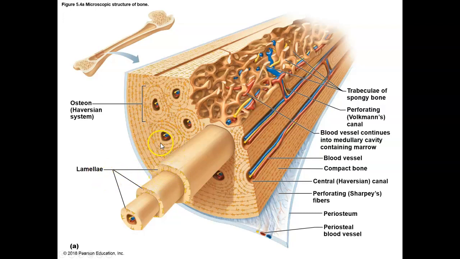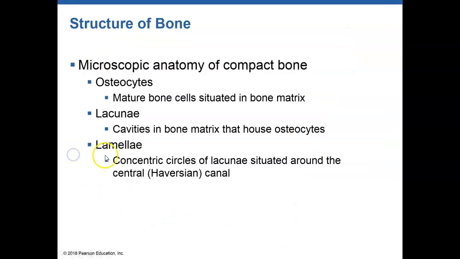These lacuna are found in concentric circles called lamellae. And so here we're just pulling those lamellae out so you can see them a little bit better. In the middle, you see blood vessels and nerves that run through. In fact, they run through these perforating canals as well as through these central canals. Perforating canals are also known as Volkmann's canals, and the central canal is called a haversian canal. So it's highly vascular and has a lot of nerves running through, sensory nerves that run through the bone.